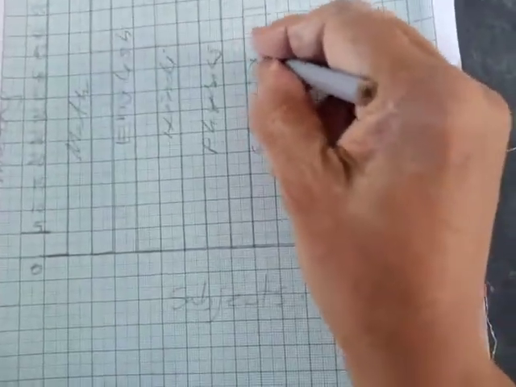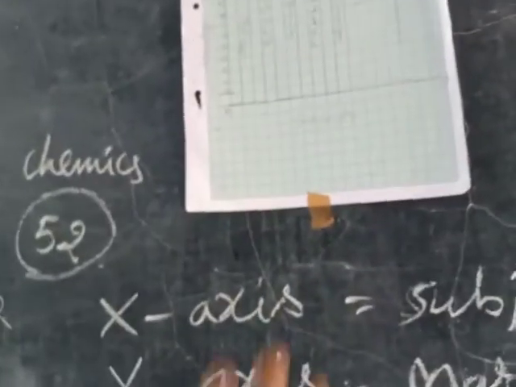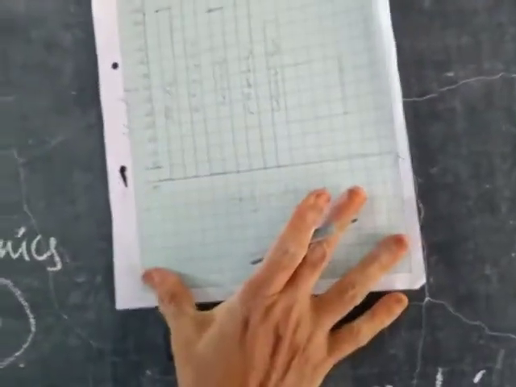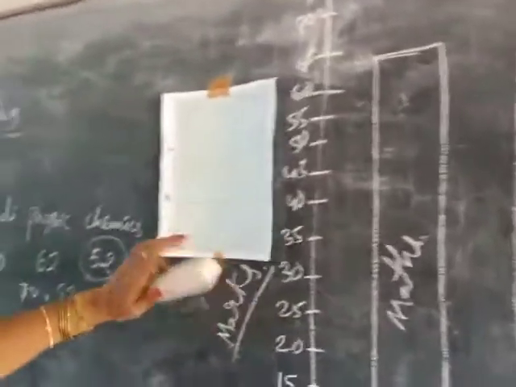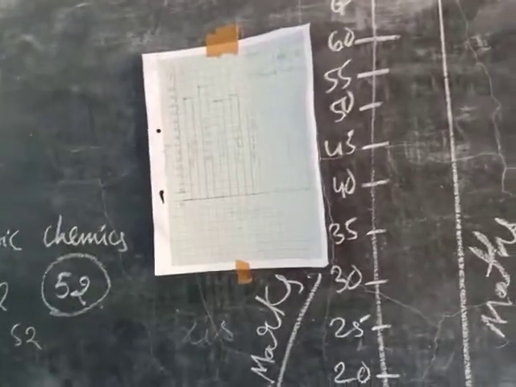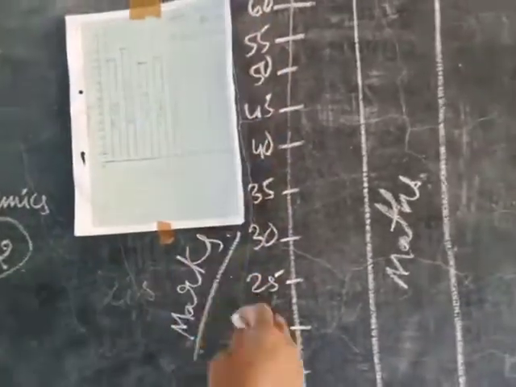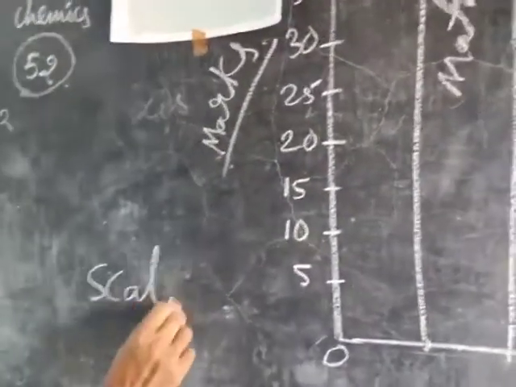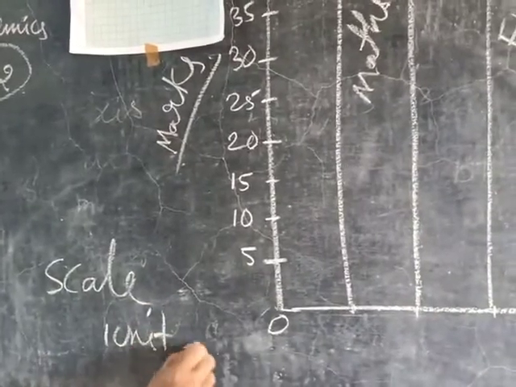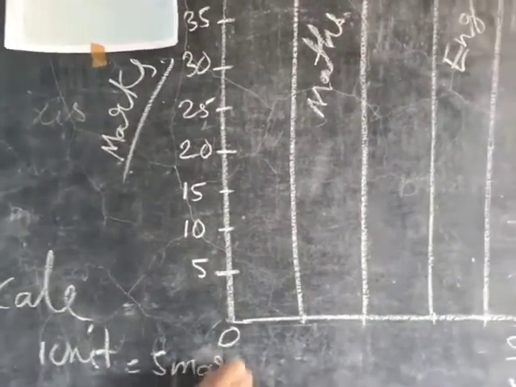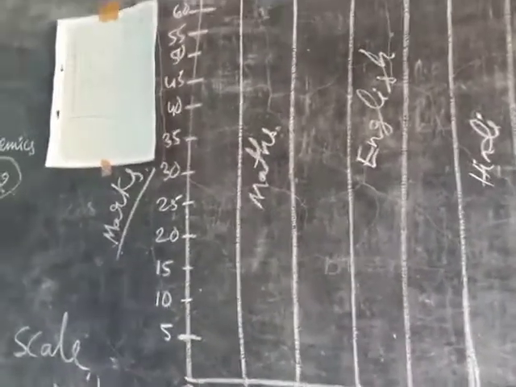Do you understand? Like this way you have to draw a bar graph. This is called a bar graph. You will draw it on graph paper. It is easy. Suppose you see what the highest frequency is. According to that, you will write the scale. What scale have you taken? Scale 1 unit equals 5 marks. Each unit is divided into 10 small lines.